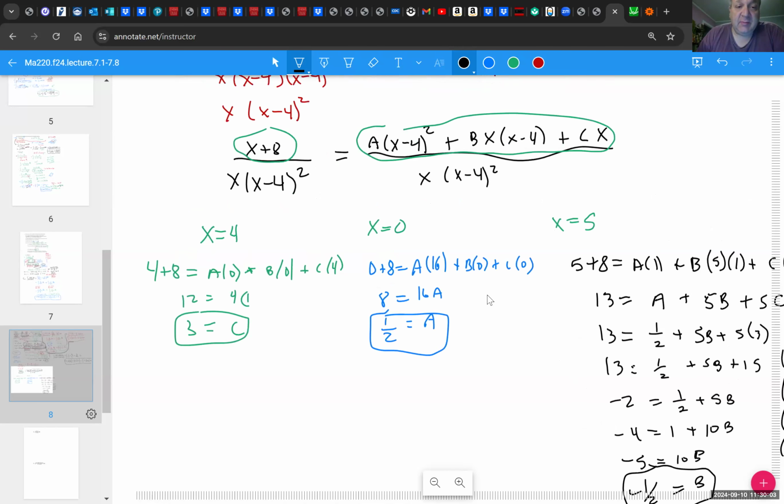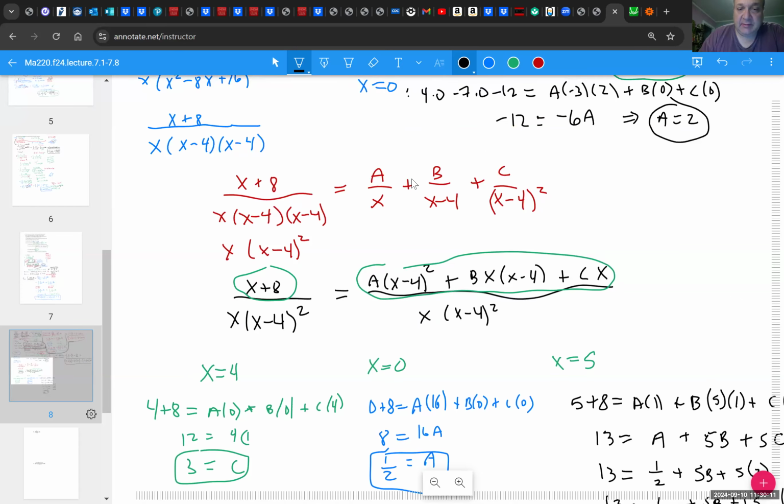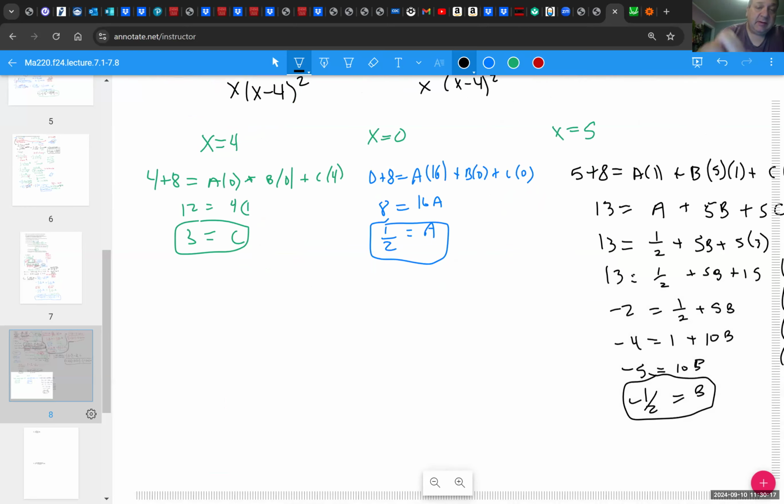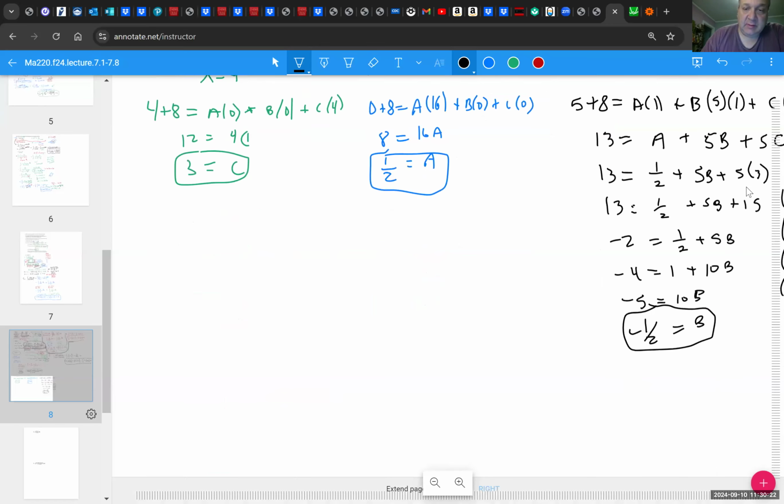Okay, so that means my original messy integral, which is this x plus 8 over x minus 4 squared, can be written as 3 separate integrals, a over x, b over x minus 4, and c over x minus 4 squared. And each of those we can just do using our normal u substitution. So let me see if I can write this out.